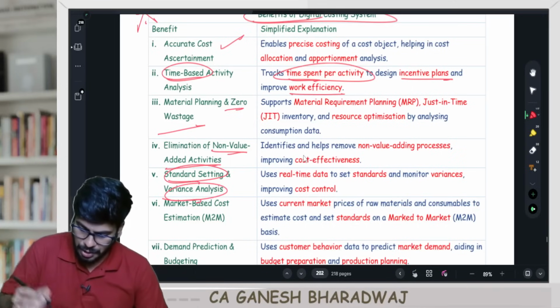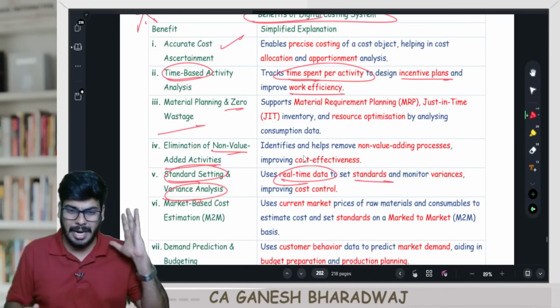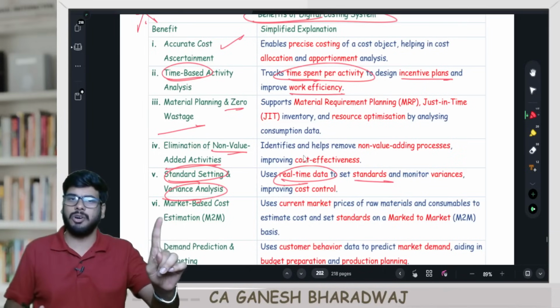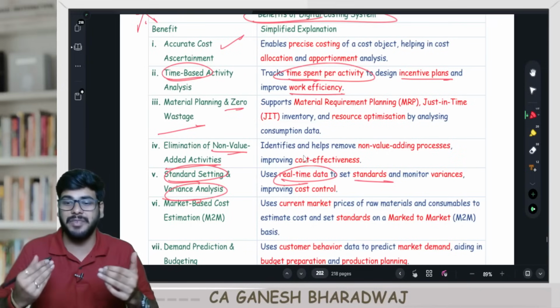Next one, the standard setting and variance analysis. Since we are using real-time data to set standards, on a real-time basis you know, okay, this activity is done. Immediately at the end of the activity, you know how much cost you should have incurred, and how much cost you have actually incurred. Based on this, you can generate a variance analysis.